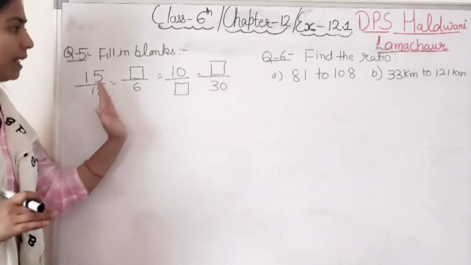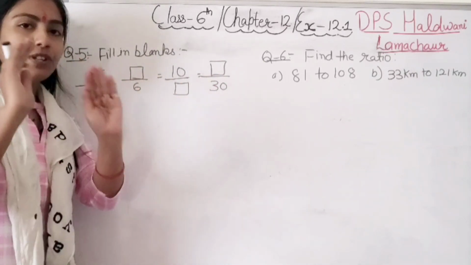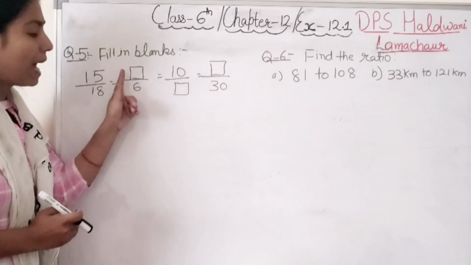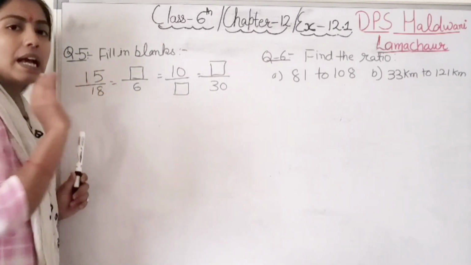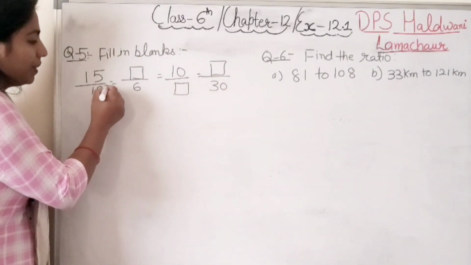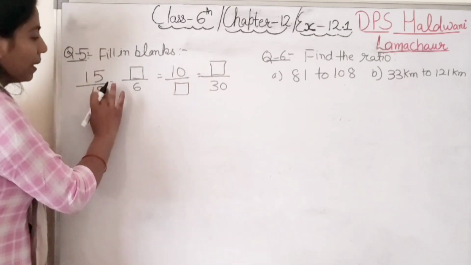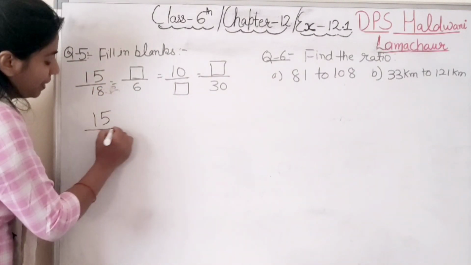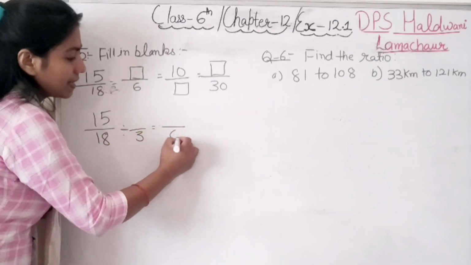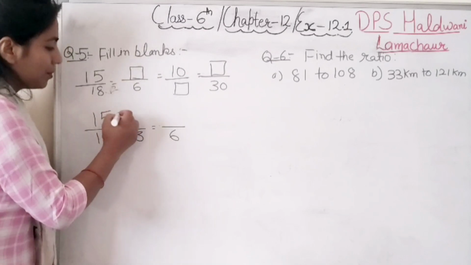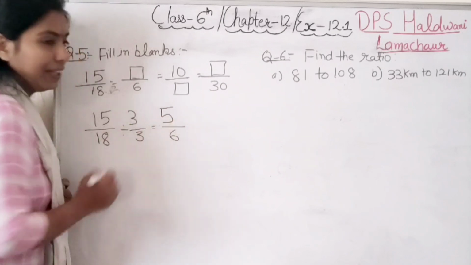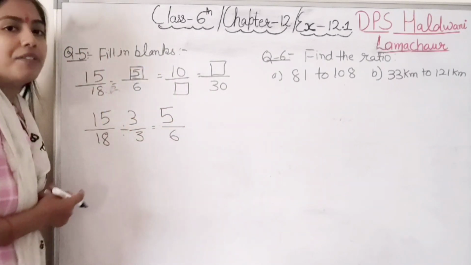First of all, they all have equal signs. So first take the first two relations. 15 by 18 is equal to blank by 6. So how has the 6 come? See, when we divide 18 by 3, then we get 6. 3 sixes are 18, right? So the numerator will also be divided by 3 only. 3 fives are 15. It means in the blank, 5 will come.